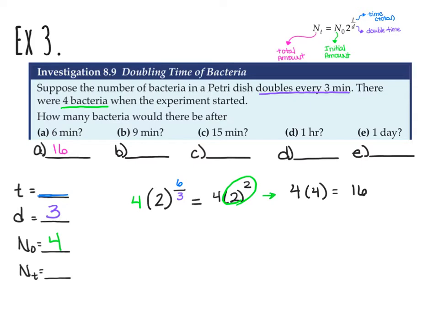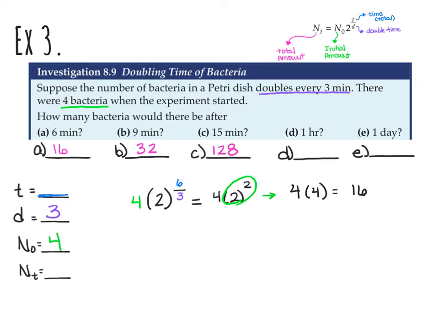All right, so we're going to continue that same process over and over again, especially for B and C. Pause now. And then now we're back, and the answer for B, you should have gotten for 9 minutes, you would have had 32 bacteria. After 15 minutes, you should have had 128 bacteria.